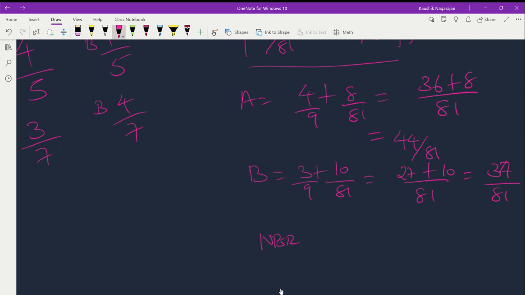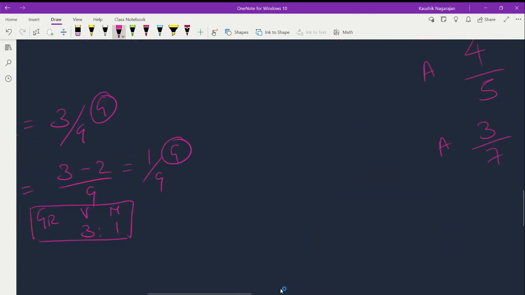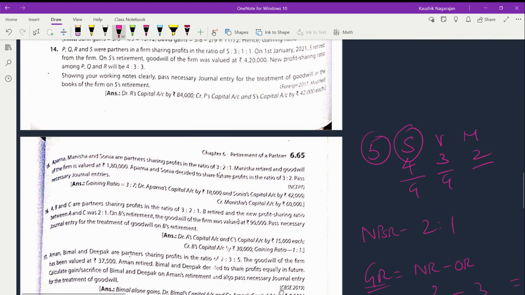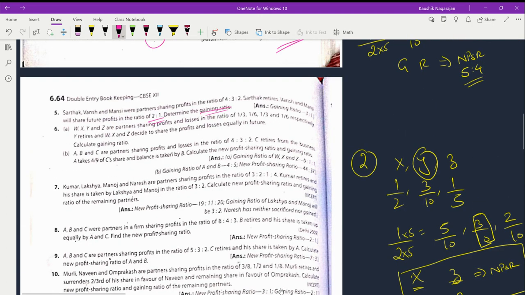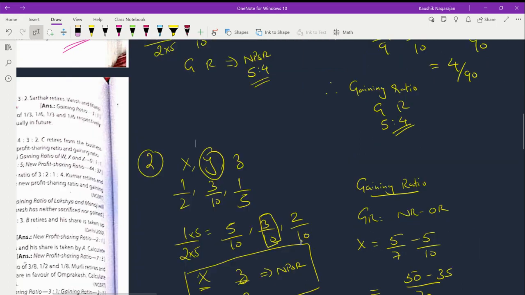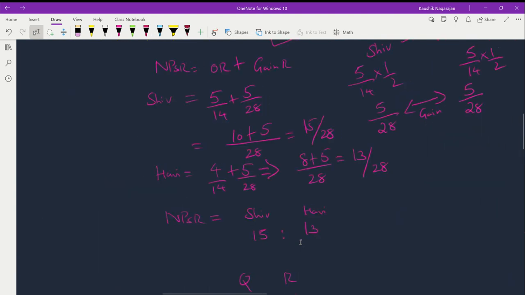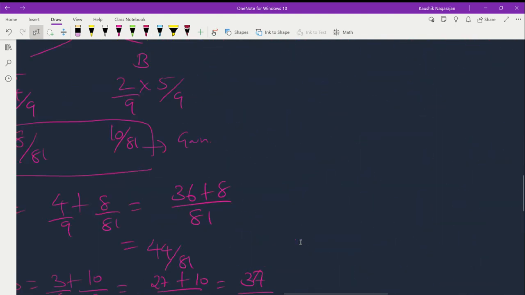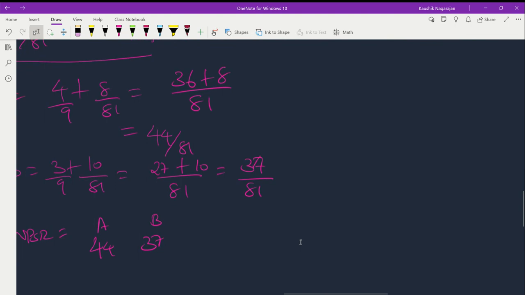So your NPSR will be how much between A and B? It is going to be 44 is to 37. Check your book answer. What is the answer given in the textbook? Let's verify. In the book answer, it is given as 44 is to 37. So check what value we have got in our calculations also. I think we have got the same amount, right? Yes. So 44 is to 37.